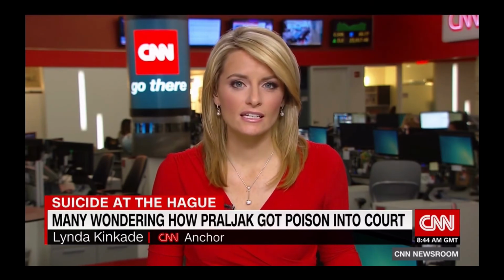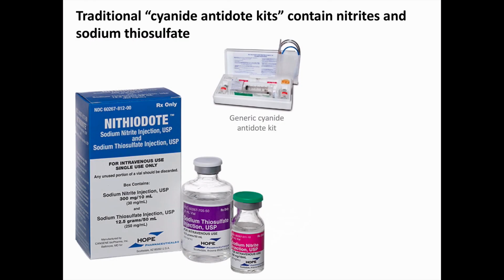Linda Kincaid, CNN. There are two main antidotal treatment options for cyanide that we're going to discuss. The traditional Cyanide Antidote Kit contains a combination of nitrites and sodium thiosulfate. At the top here is an older generic Cyanide Antidote Kit, which you can see contains additional equipment beyond just the meds, such as syringes, needles, and a nasogastric tube, so you don't have to search for all of these components, wasting time when you're treating a cyanide patient. In the lower left is a brand name antidote kit, which only contains vials of meds.